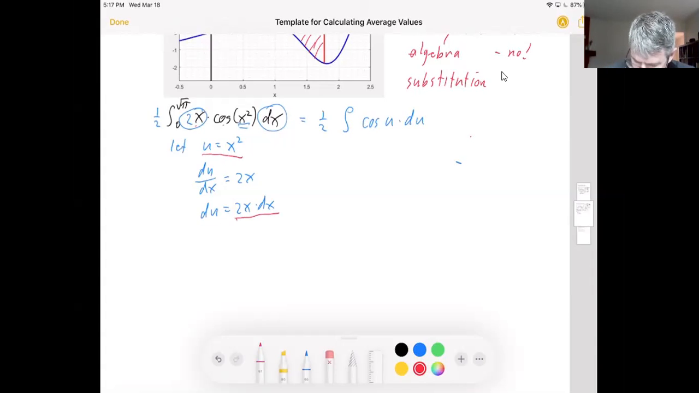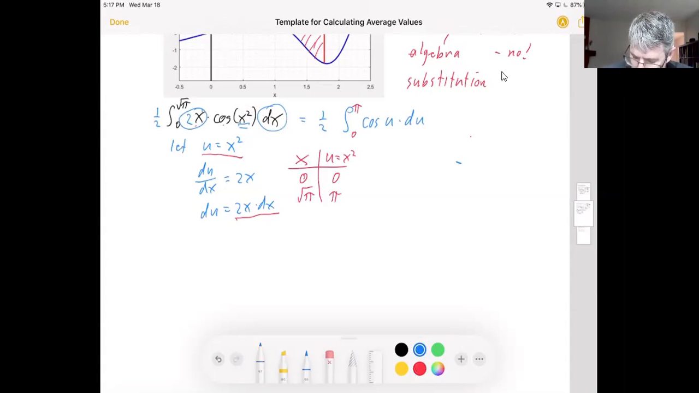Now let's take care of the limits here. Let's make a little limit table. For x and u, when x is 0, u is equal to x squared, so that is also 0. When x is the square root of pi, u should be pi. So the limits for the new integral go from 0 to pi.